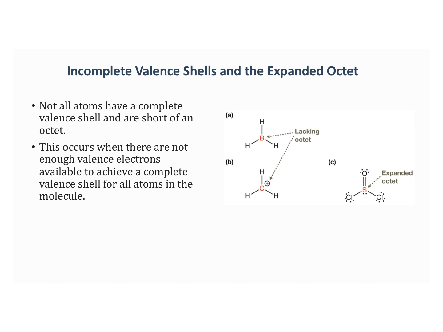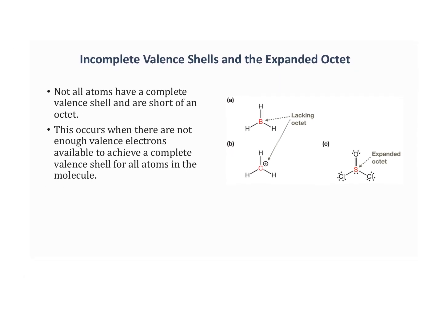Two of the exceptions that you're going to see is that not all atoms have a complete valence shell and are short of an octet. Really good examples of this are boron. If you've got a carbon with a positive charge, a lot of times that's called a carbocation, right? So it's a cation, but the positive charge is on the carbon. Aluminum sometimes lacks an octet. And this just occurs when there are not enough valence electrons available to achieve that complete octet.